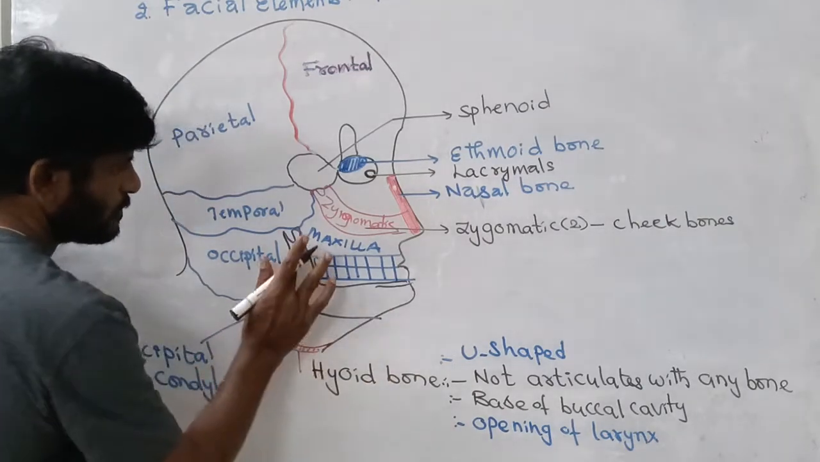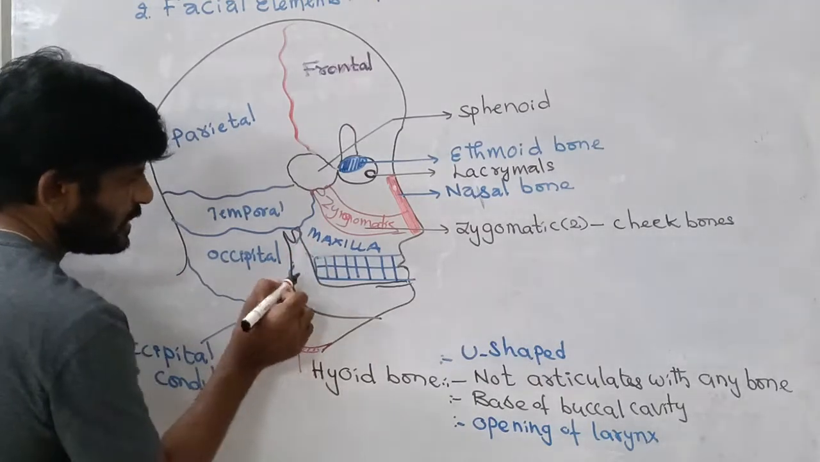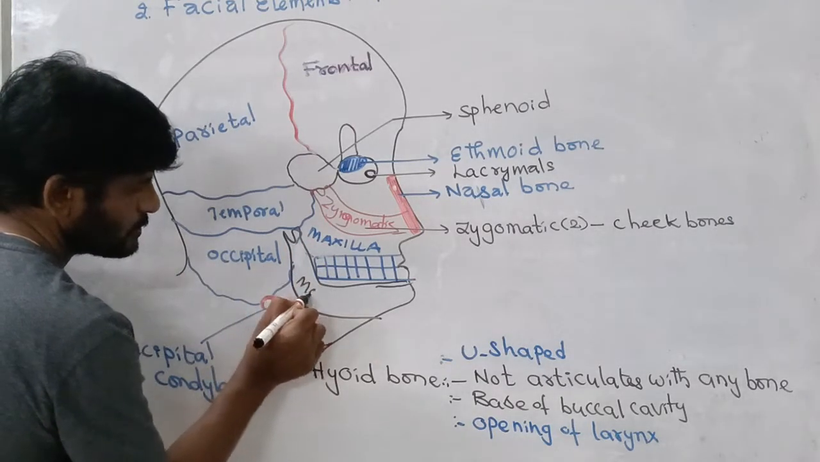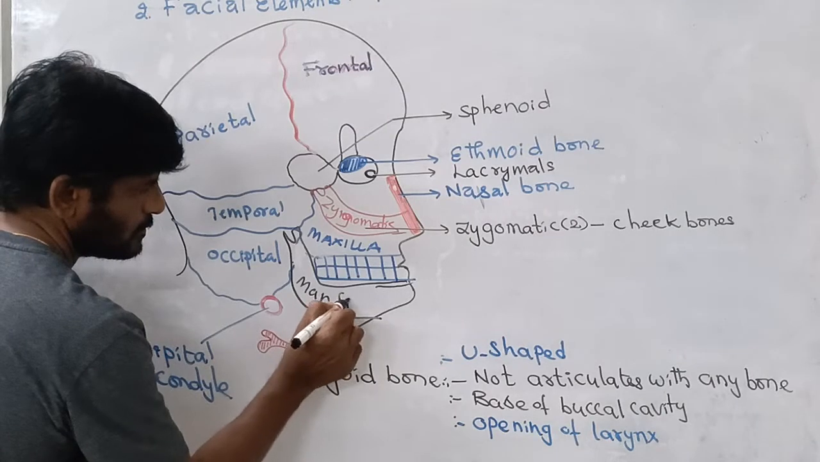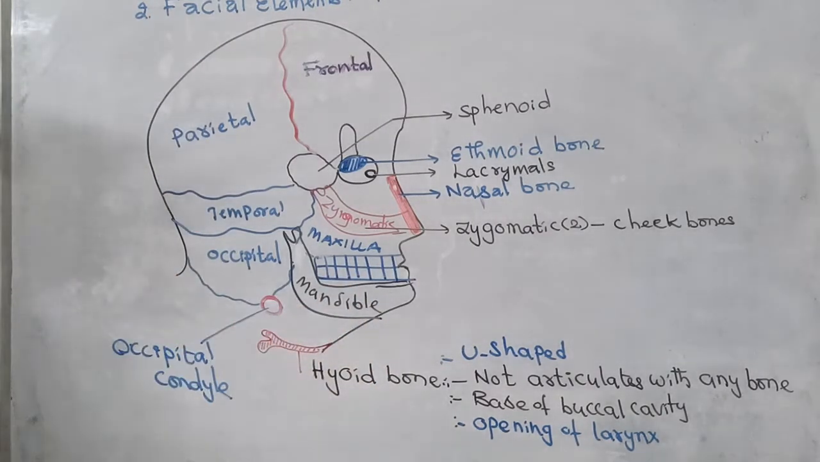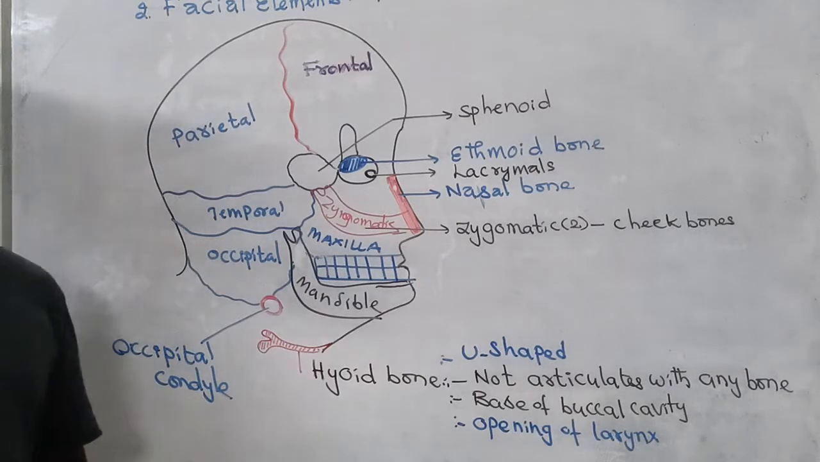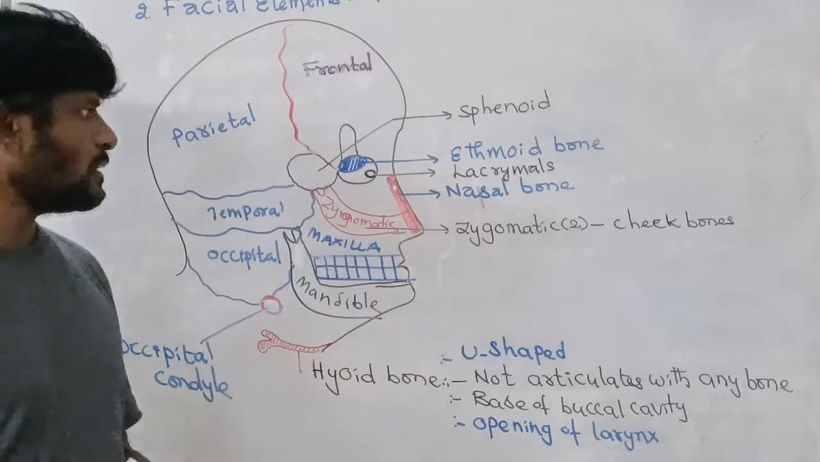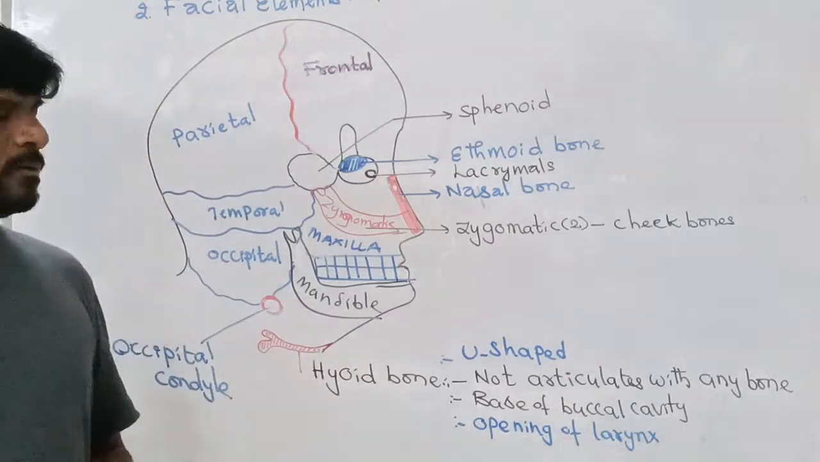This is the lower jaw, and this lower jaw is the mandible. Lower jaw is the mandible, upper jaw, maxilla, zygomatic, etc. So the number of facial elements is 14. Maybe in this diagram I cannot represent all the 14.